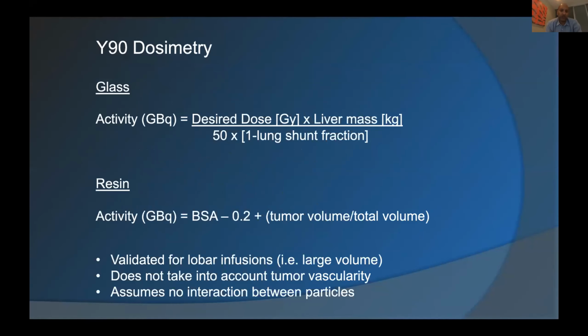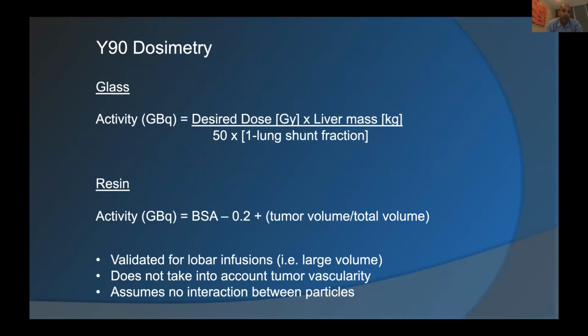So how do we do the dosing? As you know, for radioembolization, there's 2 devices approved in the US. There's a 3rd device approved in Europe. The glass one and the resin one are really validated when you look at these equations. They're validated for lobar or large volume infusions, so right lobe or the whole liver. And what it doesn't really take into account is tumor hypervascularity, and it doesn't take into account that there's interaction between particles.